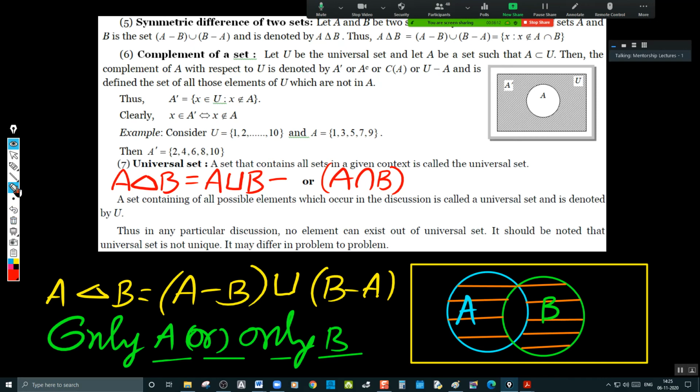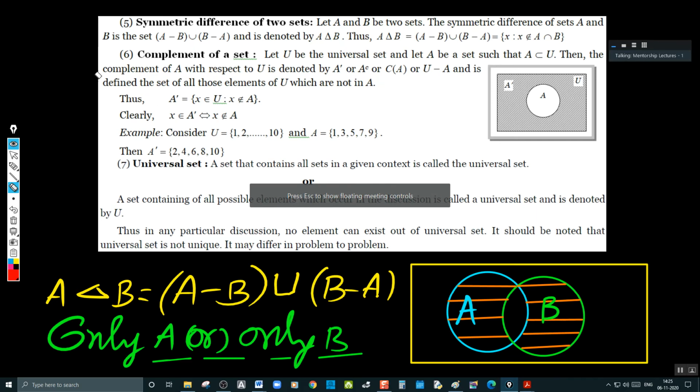Another way of showing it, I'm telling you now. This is symmetric difference, just see the diagram properly. That is, A delta B is equal to A minus B union B minus A. So A minus B means only A but not B, and B minus A means only B but not A. So the union of these two gives you A delta B, the symmetric difference. Okay.